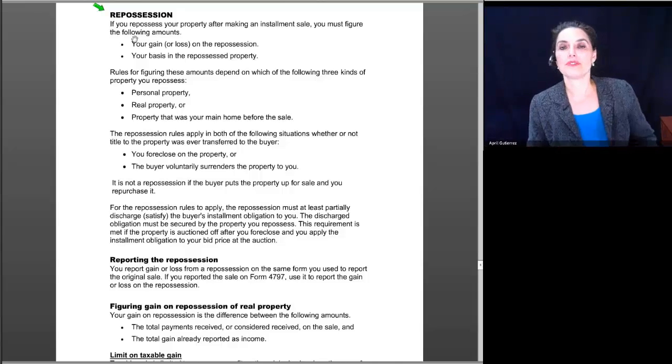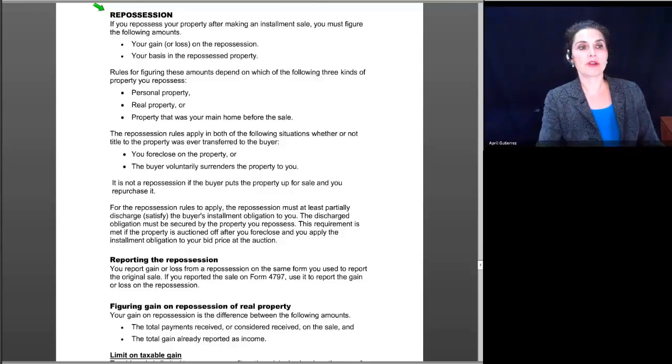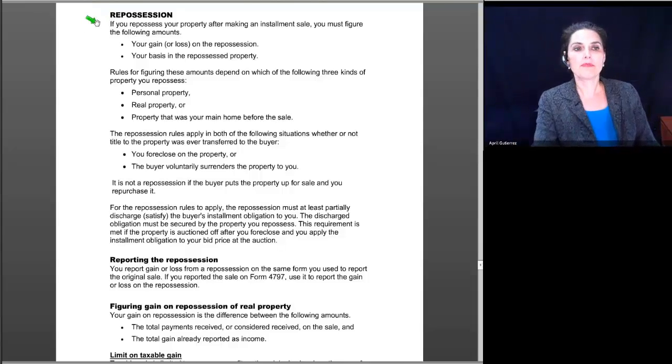What do you do when there is a repossession of a property? If you repossess your property after making an installment sale, you must figure the following amounts: your gain or loss on the repossession and your basis in the repossessed property. Rules for figuring these amounts depend on which of the following three kinds of property you repossess. Did you repossess personal property, real property, or property that used to be your main home before it was sold?